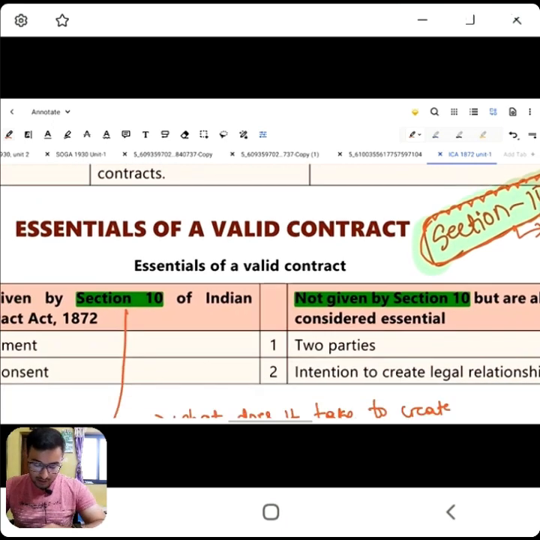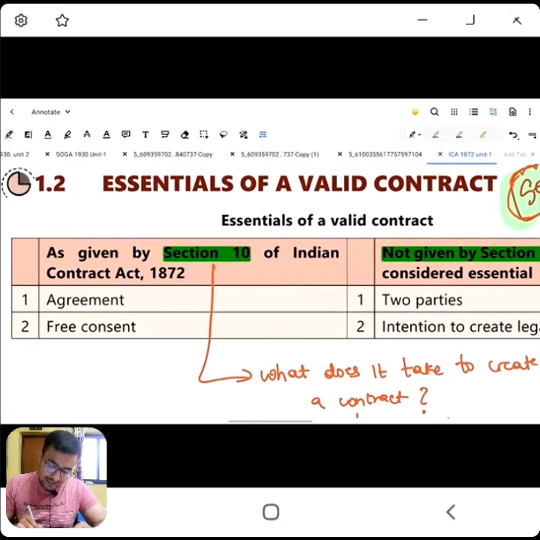Now, what does Section 10 tell us? Section 10 of the Indian Contract Act simply tells us that if you want to call yourself a contract, if you want the world to call you a contract, you have to follow certain conditions. These qualities have to be present in you if you want to call yourself a contract. Therefore, Section 10 deals with the essentials of a valid contract, right?